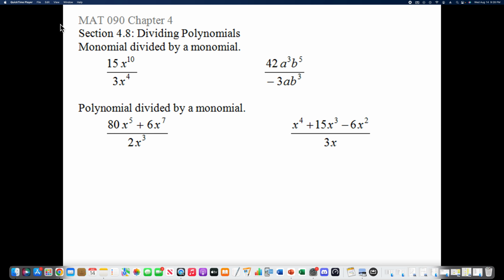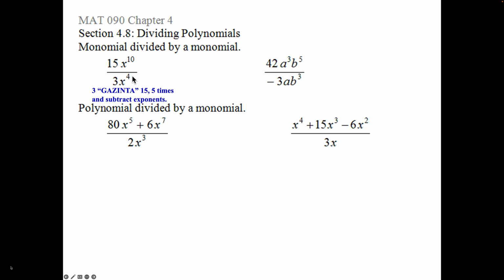4.8, dividing polynomials. We're going to look at these four examples. You'll notice that they're all being divided by a monomial, single terms on the bottom. Well, if we have a single term on the top, we're just going to say, wait a minute, can't we think of this as 15 over 3? And 3 goes into 15 5 times, and we have our quotient rule where we can subtract our powers, and we get 10 minus 4 is 6, so 5x to the 6th power.